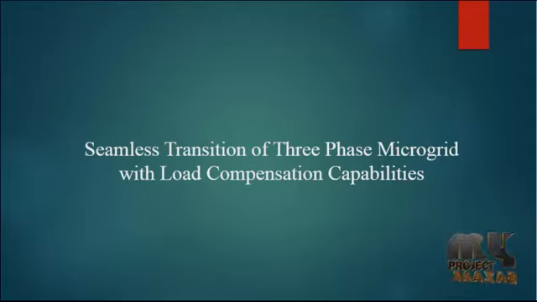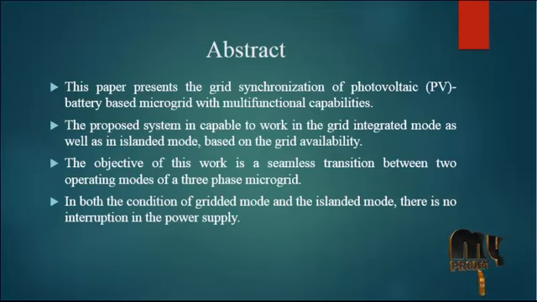Now we are going to discuss the product, seamless transition of a three-phase microgrid with load compensation capabilities. Now we are going to discuss the abstract of our product. The proposed system uses a photovoltaic system and multiple functions of microgrids, because of its load compensation capabilities and some filtering processes. Both processes will be updated in specific tasks.